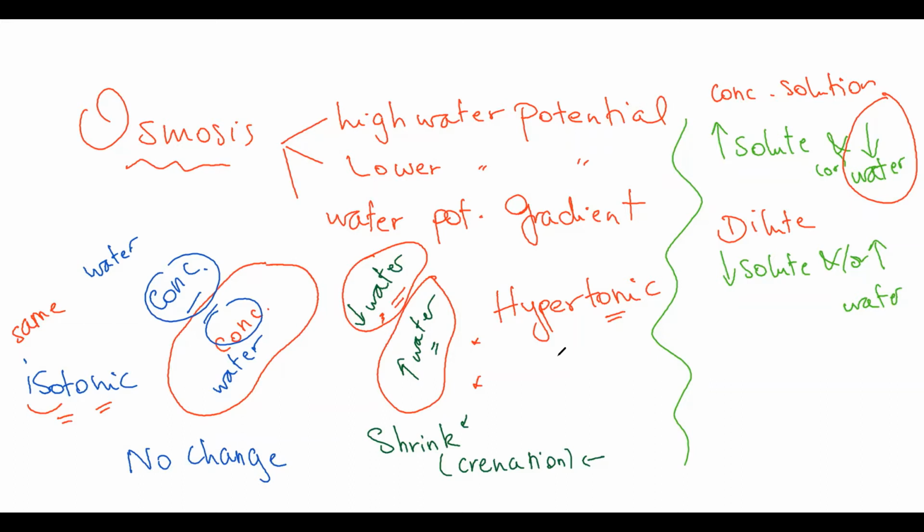Okay, so let's go back to the opposite. Now here I have an animal cell, and I have here a high concentration, or in other words, low water, than outside. What's going to happen to water? The water will go out of the cell.